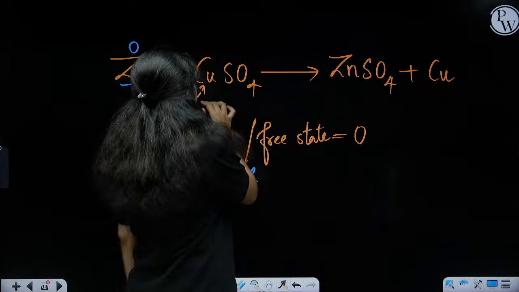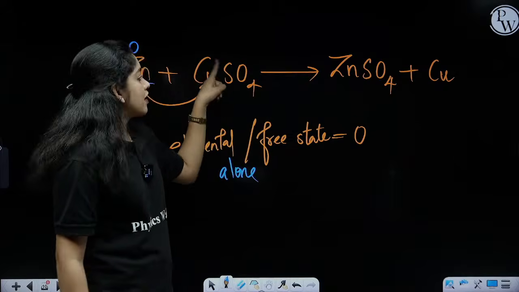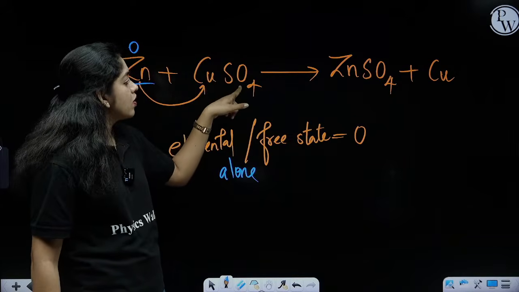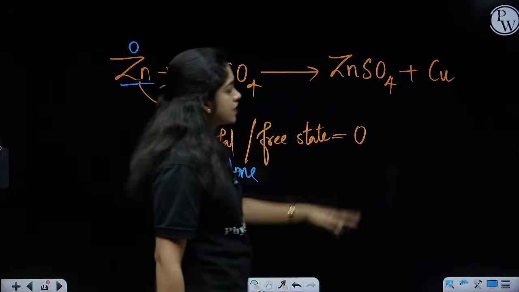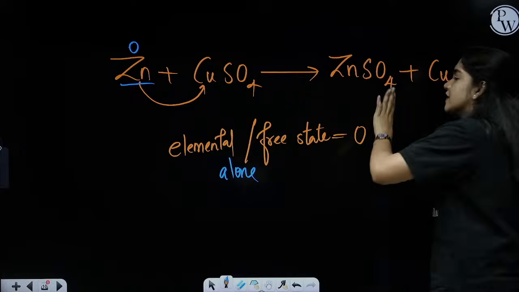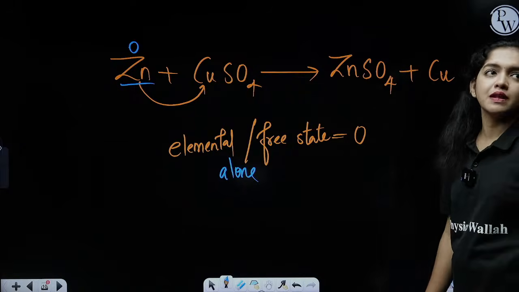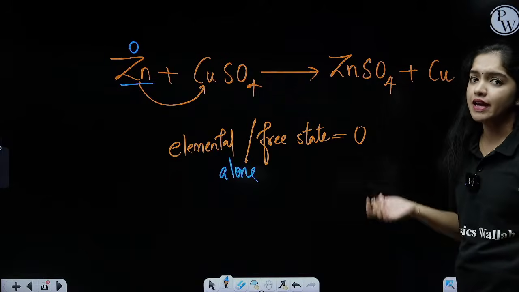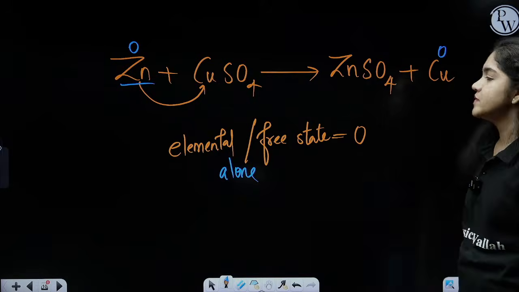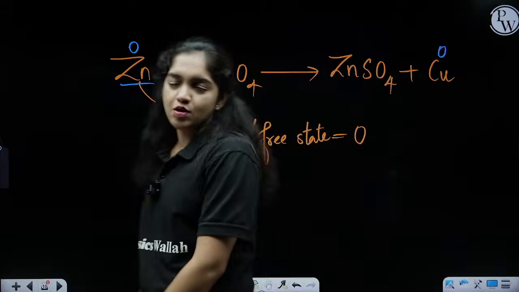Then here, is anyone alone? No. Copper is along with sulfur, and sulfur is along with oxygen. So it's like a group, and we cannot give 0 there. Here also zinc is along with sulfur and oxygen, so it is not possible. Now we come to the copper. Copper is also alone there, in the elemental state, free state, so we can give the number 0. Now we can mark the charges of the other elements.